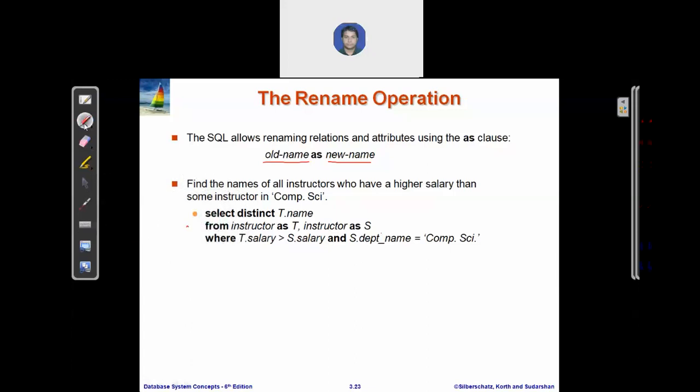So how can you write this query? First, see the from clause. As you can see, I just write instructor as T. Here I just changed the table name. Instructor is the old name of the table, and now I'm calling this table T. And again, I write instructor as S. Again the same table I changed to S. Now we have two tables, T and S.